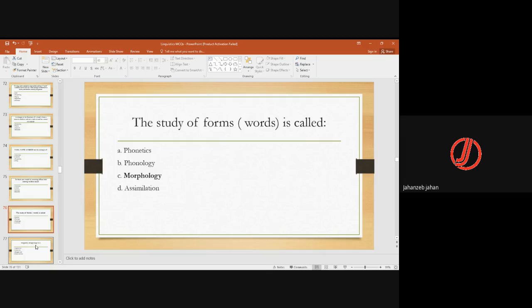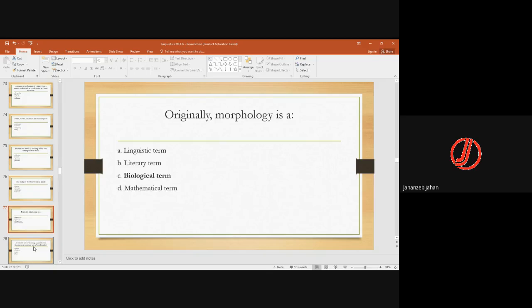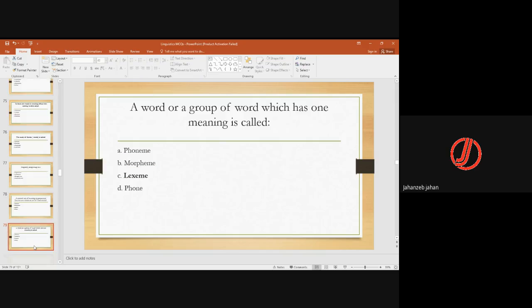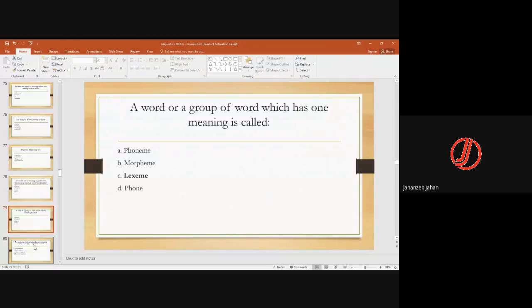So the study of forms of words is called morphology. Originally, morphology is a biological term which studies the minute parts of the body. A minimal unit of meaning or grammatical function, or a minimal unit of a word, is called a morpheme. A word or a group of words which has one meaning is called a lexeme. So this is one entry in a dictionary. One dictionary entry is called a lexeme.